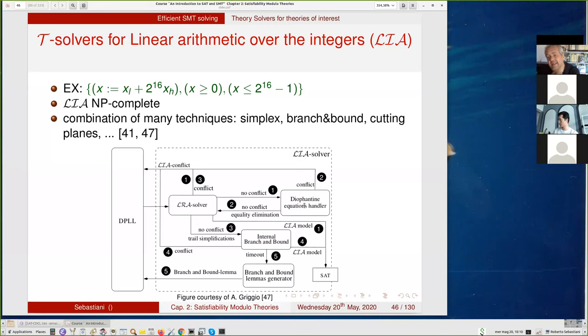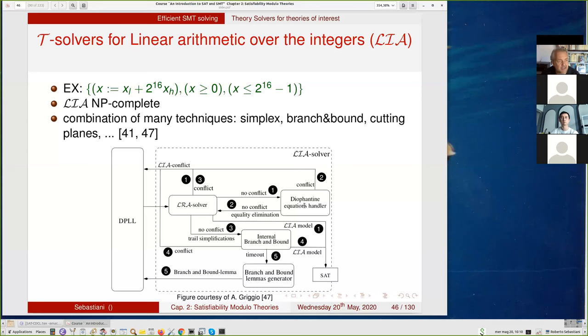Another technique which is very popular, not only on the integers but on hard theories, so theories which alone are NP complete, is what is called splitting on demand. When you have to do some splitting inside the theory reasoning, and typically theory reasoning is not good at doing a search, what you can do is add the split you are forced to do as a clause, and return it to the SAT solver. So for instance, in branch and bound, if you are forced at a given point to do some case splitting.